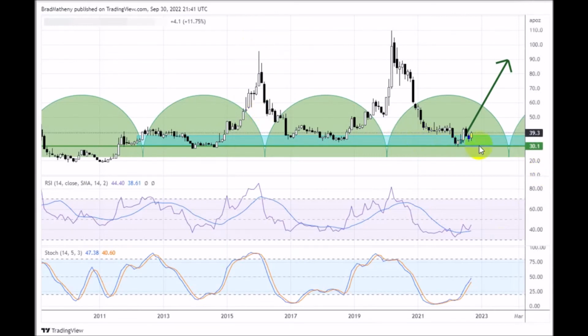The gold cycle index moved higher, as well as gold moving higher. Remember, the metals index moved slightly higher. This is very positive, actually, for metals. We need to see what's actually going on.